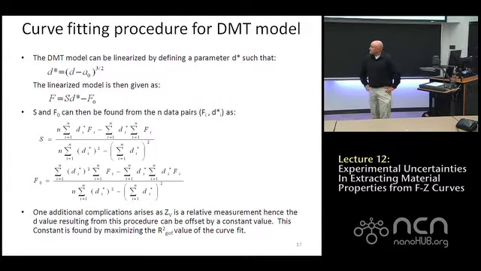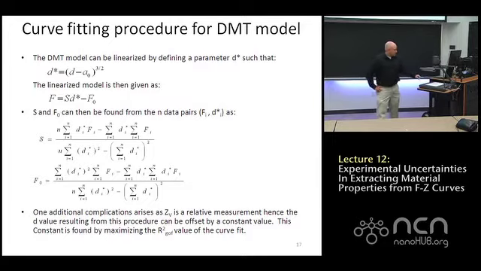In this case, for the DMT model, and this is one reason the DMT model is a convenient choice, it can be relatively easily linearized. If you define a new D, call it D star, which is simply equal to D minus A naught to the 3/2, you get a linearized model. Then it's simply a matter of using linear regression, which is all these equations are. It's just the linear regression equations, and fitting your model.